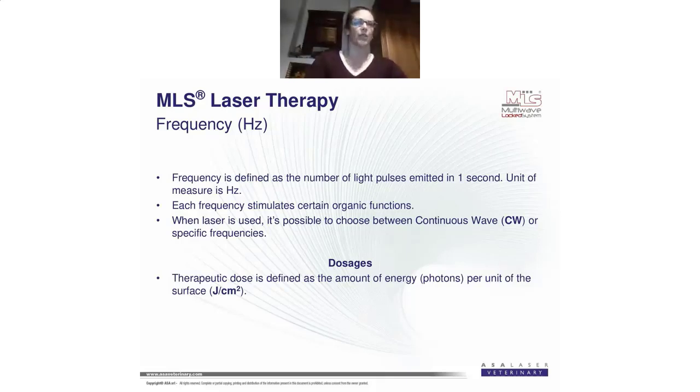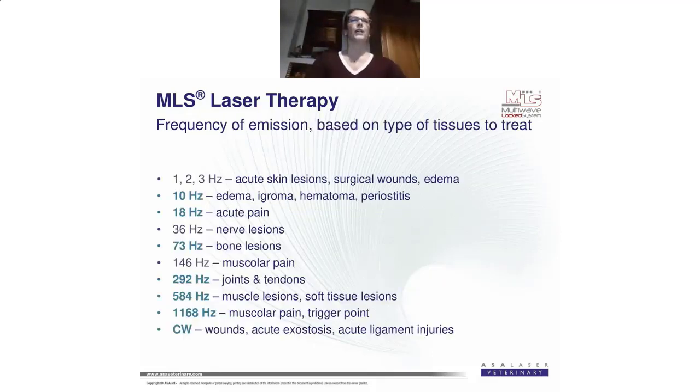We will talk about dosages. The therapeutic dose is defined as the amount of energy in joules per unit of surface, so we talk about joules per square centimeter. Which are the frequencies that we will use most in the case of tendonitis and ligament damage? 10 hertz, 18 hertz, 73 hertz, 292, 584 hertz, sometimes 1168, and continuous wave.